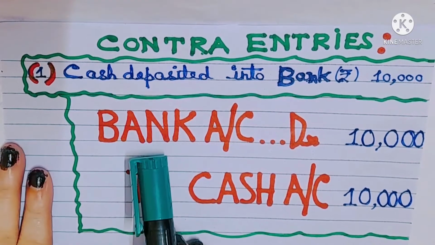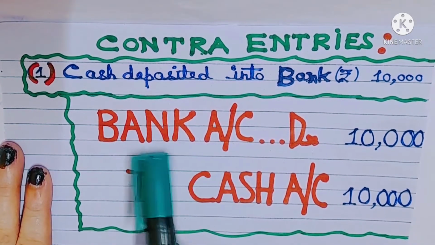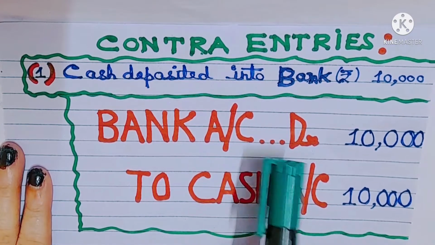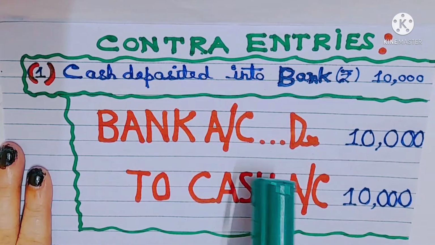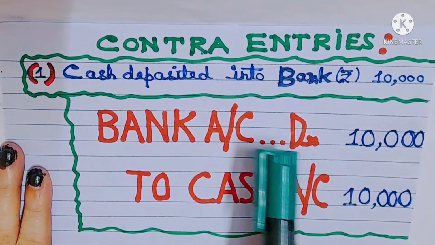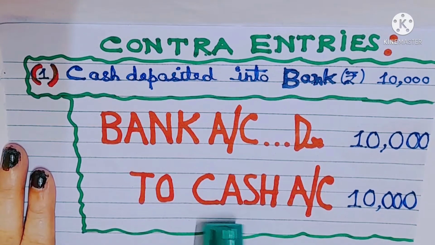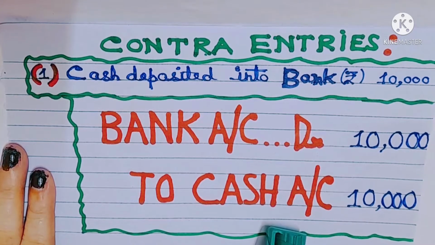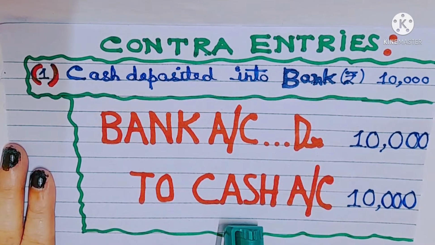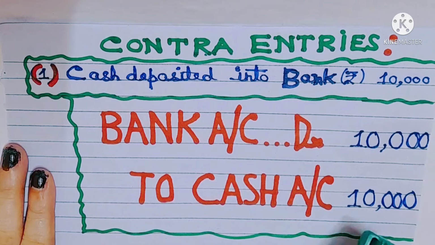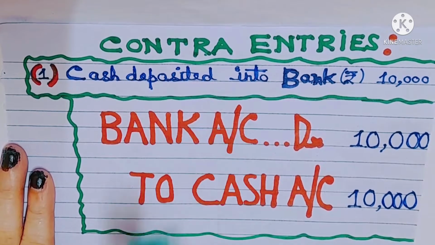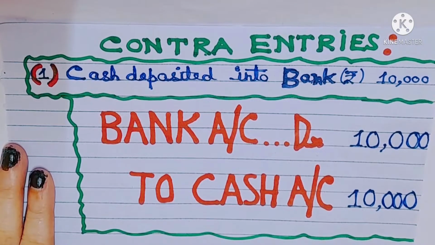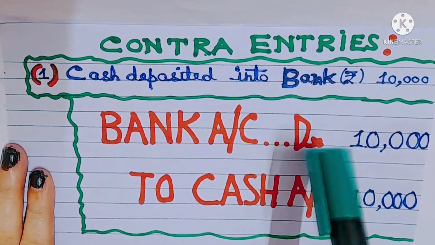Let's see the position of the bank account first. What is the position of the bank account? Since bank account is on the debit side, cash account will also be on the debit side. So we'll have to write two cash account in a double column cash book. On the debit side, 10,000. In which column? Bank column. Because we are looking at the position of bank account. So 10,000 will be in the bank column.